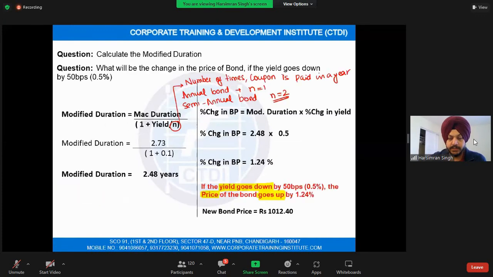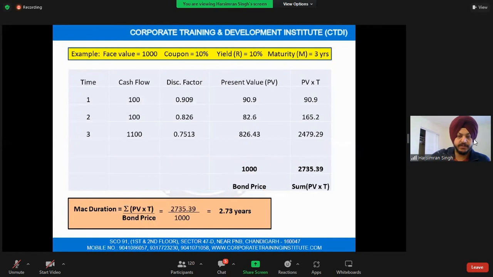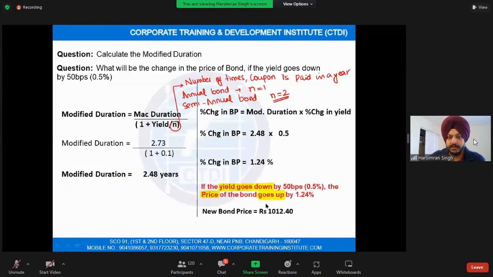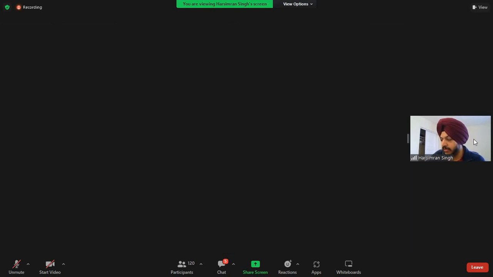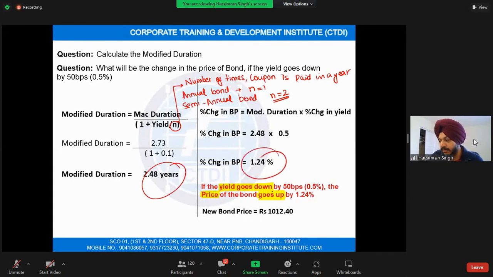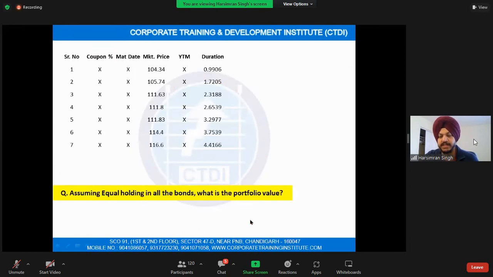Now please, if you have understood this question: if I give this question for 4 marks, 1 mark is for calculating the bond price, 1 for calculating duration, 1 for calculating modified duration, 1 for calculating the percentage change in bond price, and 1 for calculating the new bond price. This question is very similar. All the steps are the same except the first one.